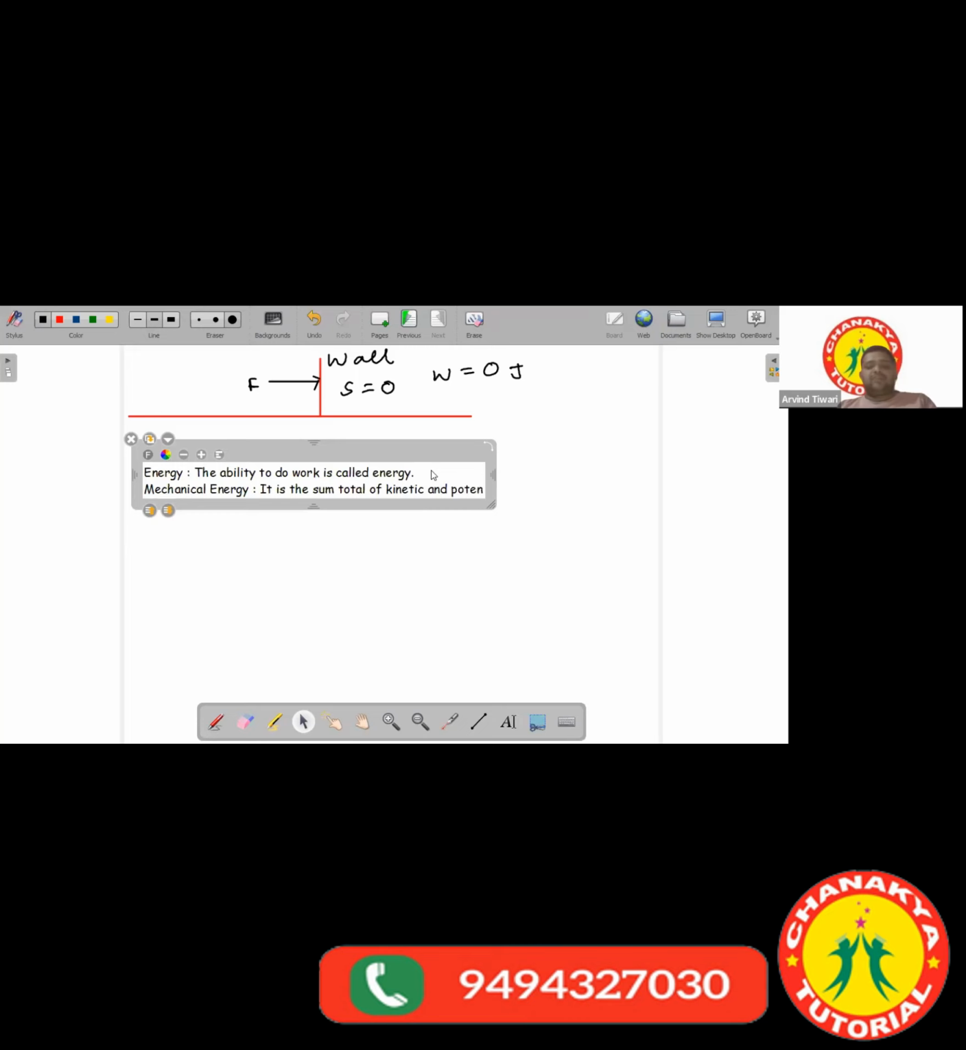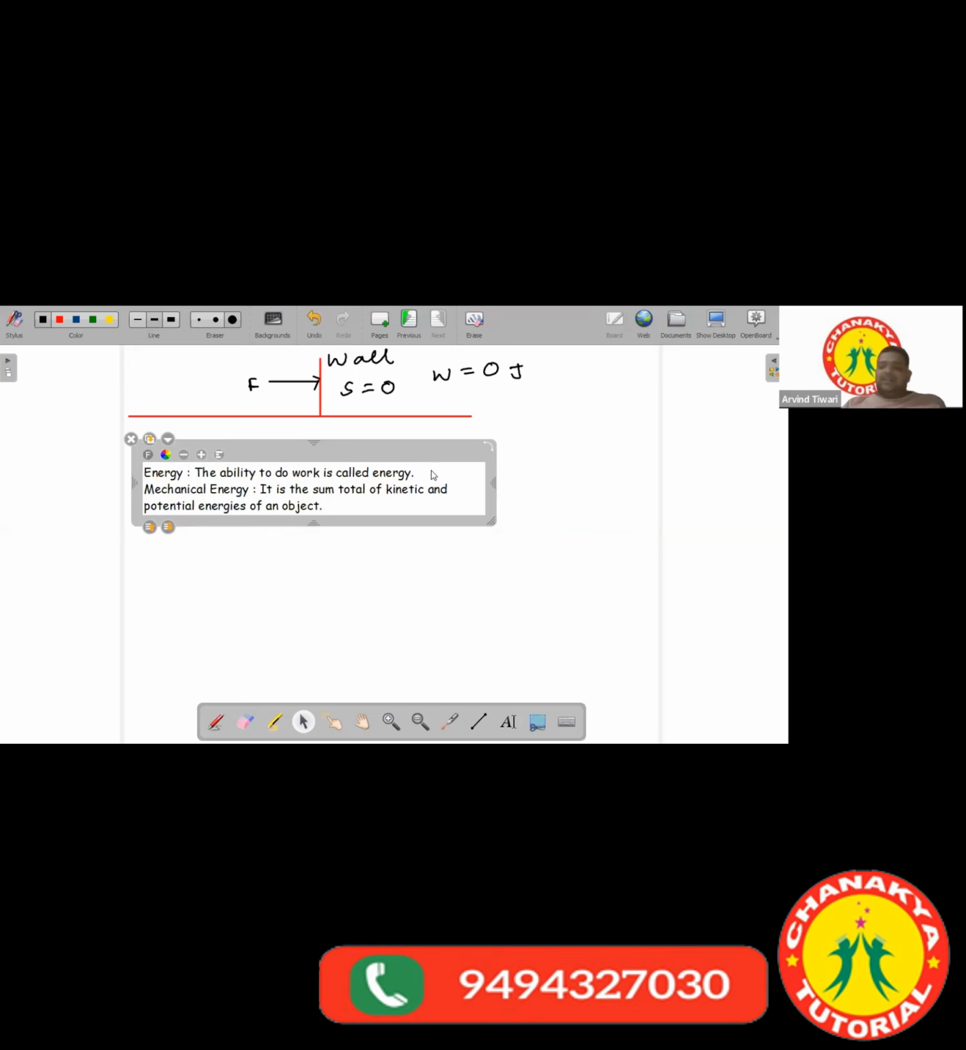The energy which is related to the motion and configuration of an object is called mechanical energy. Mechanical energy is the sum total of kinetic and potential energies of an object. So the sum total of both kinetic and potential energy is called the mechanical energy. Got it?